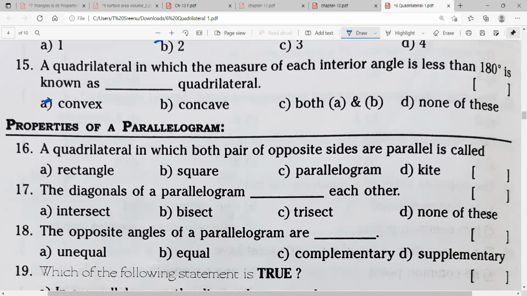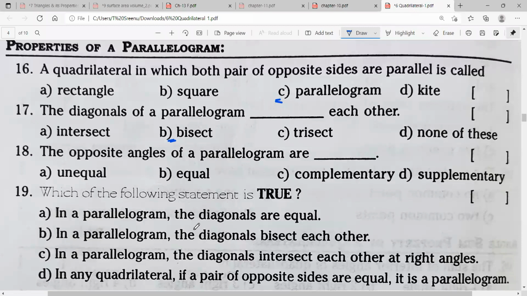A quadrilateral in which both pairs of opposite sides are parallel, opposite sides are parallel, is a parallelogram. The diagonals of a parallelogram bisect each other, making two equal parts. Bisect means makes into two equal parts. Opposite angles of a parallelogram are equal.